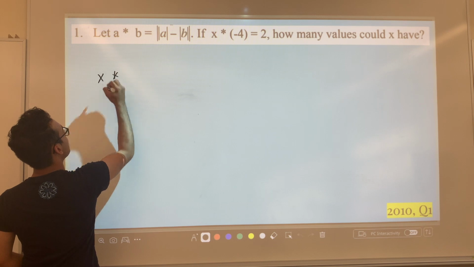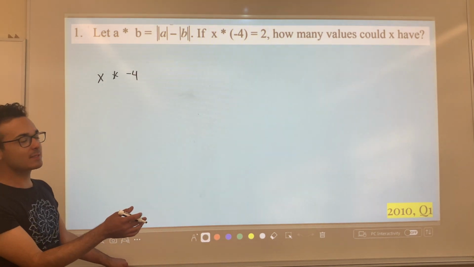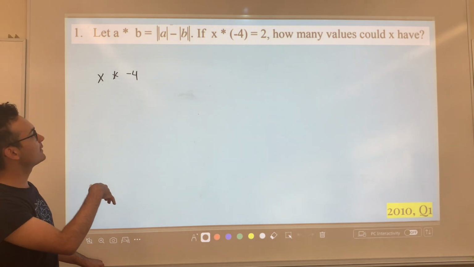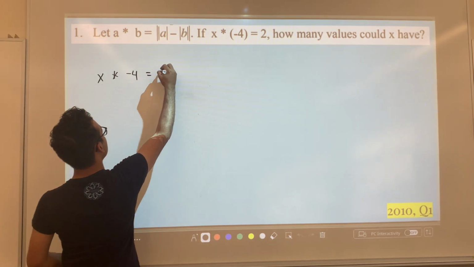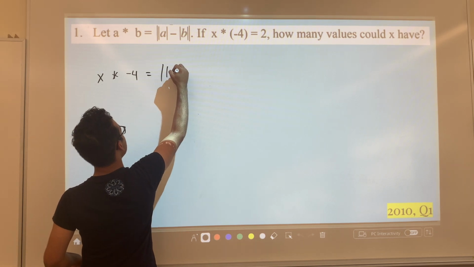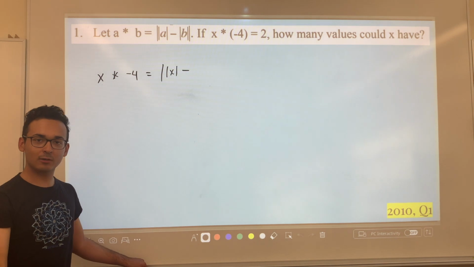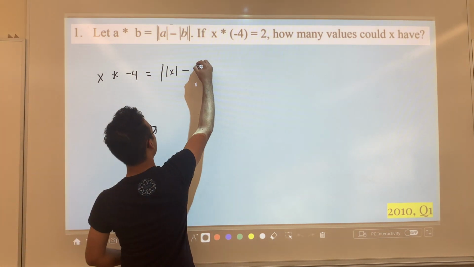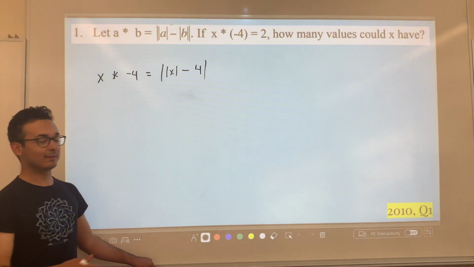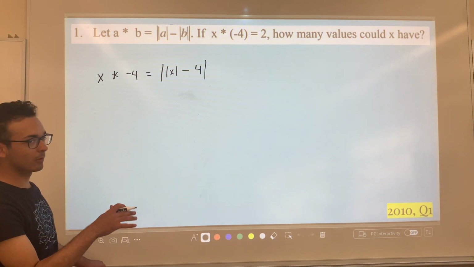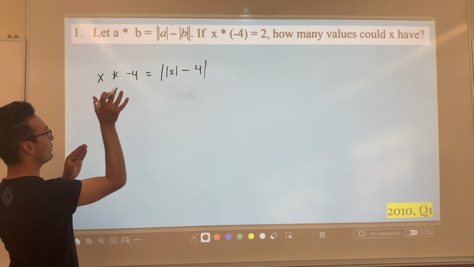X star negative 4. Let's plug this into the star operation equation that they defined above. So x star negative 4 would equal the absolute value of x minus the absolute value of negative 4, which is just 4, so we can put 4 here. And we have this expression now. And that's a lot of absolute values, but don't worry, this will simplify. So plugging it into that, we get this.